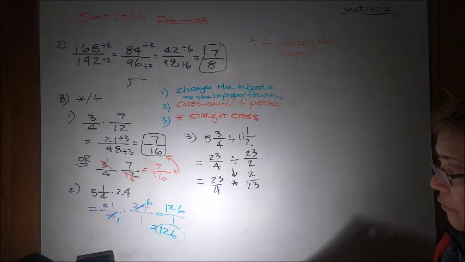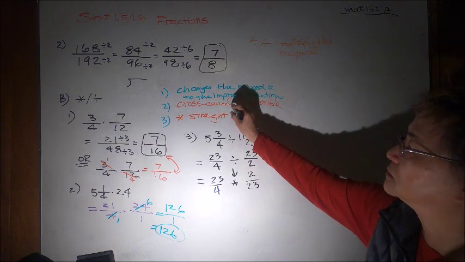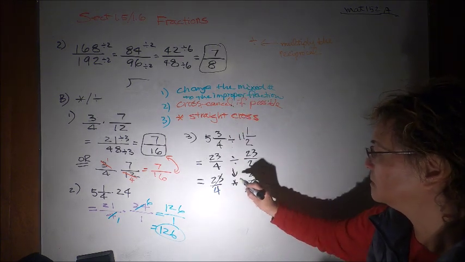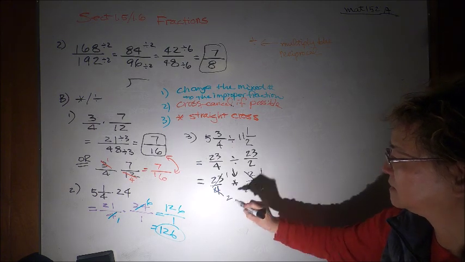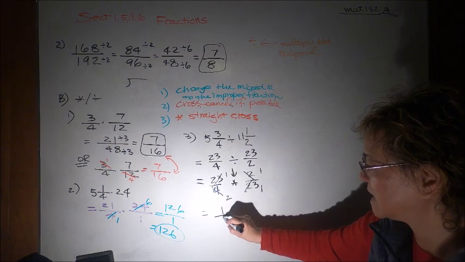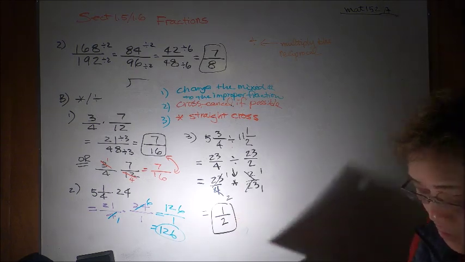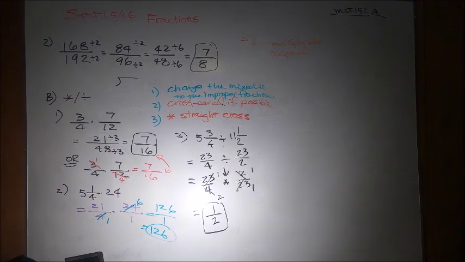Then, before you multiply straight across, what should we do? Cross cancel first. Right? And these two numbers, 2 and 1. So your answer should be, multiply straight across now, you should have 1/2. Are we good?